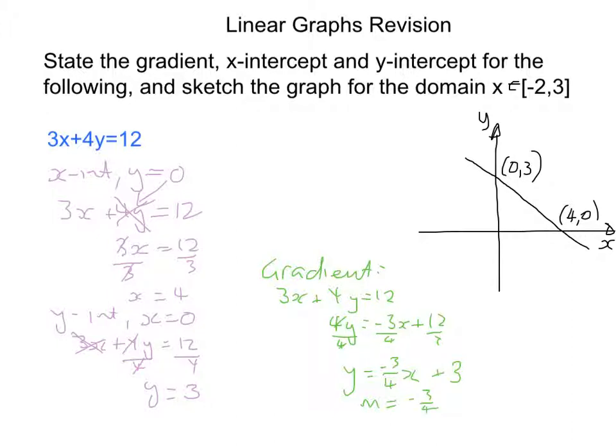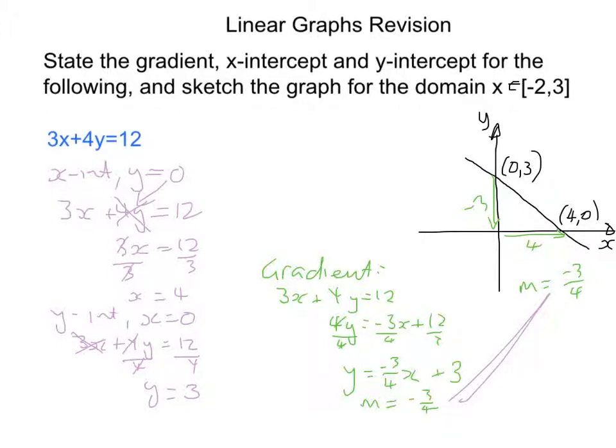The other way you could have done it, if you sketch the graph first, is you can identify the rise over run. So it goes down 3 and it has a run of 4. So m would be equal to rise over run, which is negative 3 over 4. Doesn't matter which way you do it, but in both cases you get the same answer for the gradient. Next question.